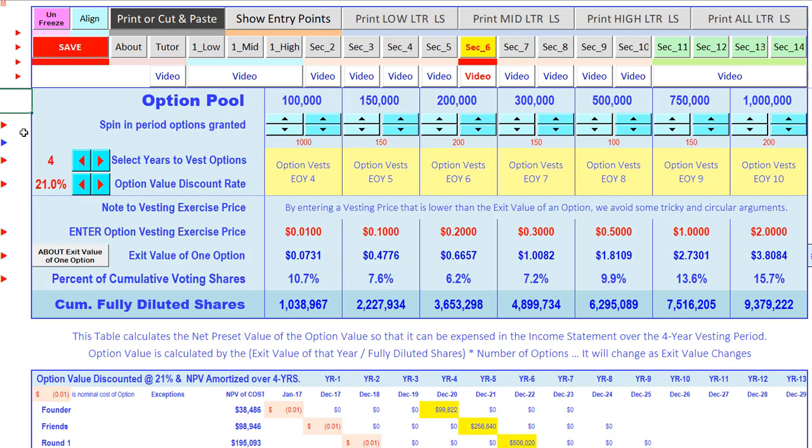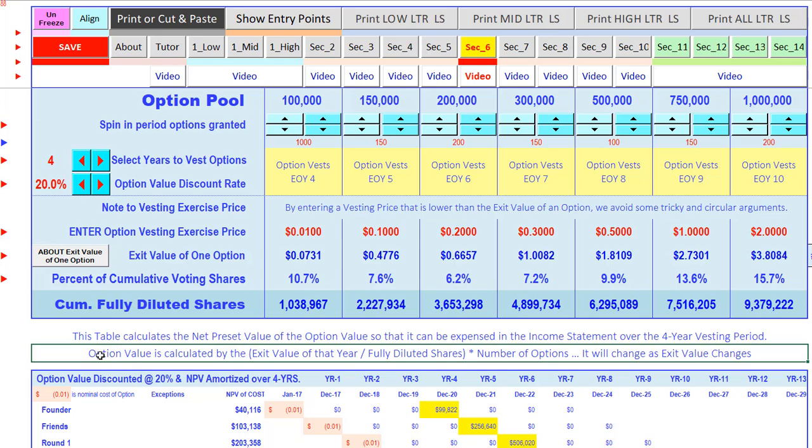Now, let's go here and talk about the option value discount rate. So what is the option value? Option value is calculated by this formula right here. The exit value of that year divided by the fully diluted shares, that's going to give you the value per share or per option times the number of options that a particular group has. And of course it's going to change because the exit value changes through time.